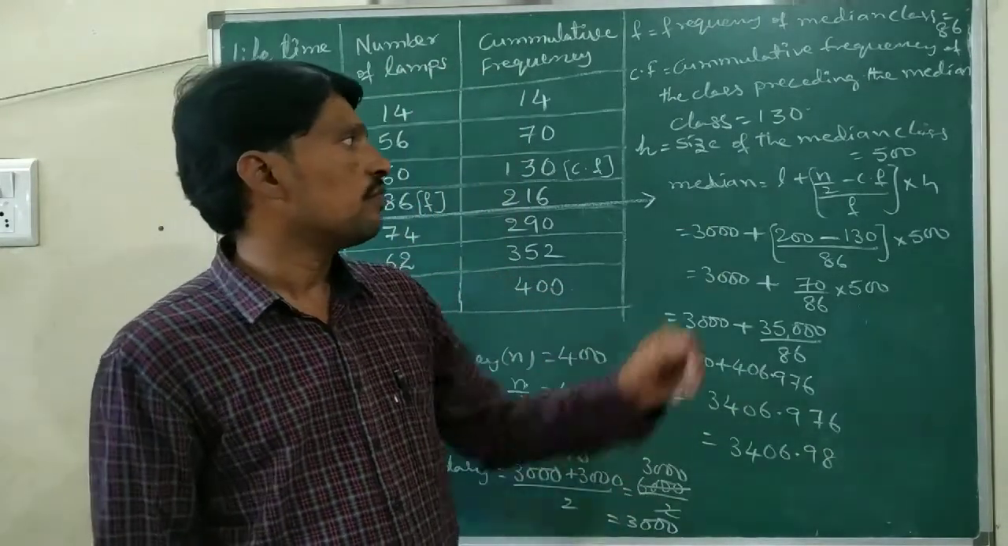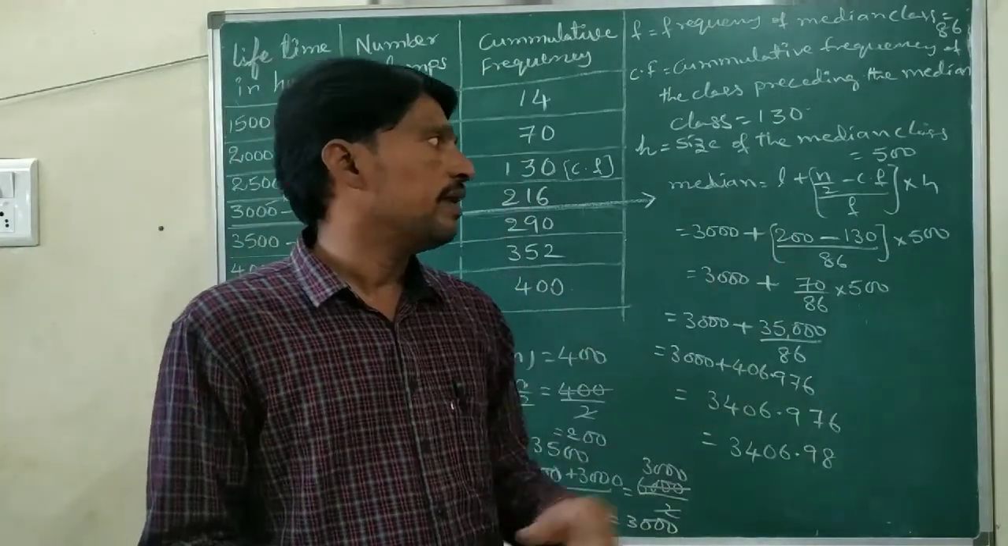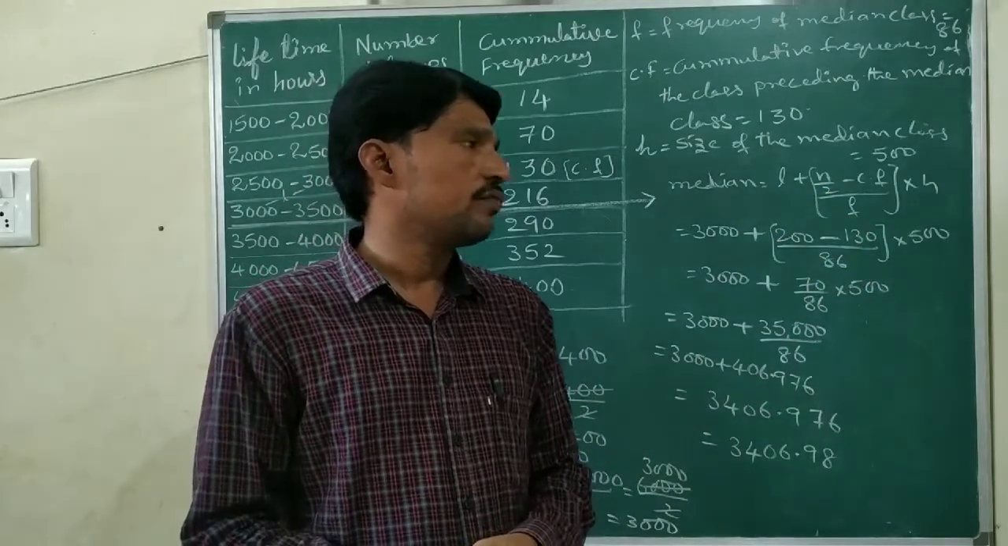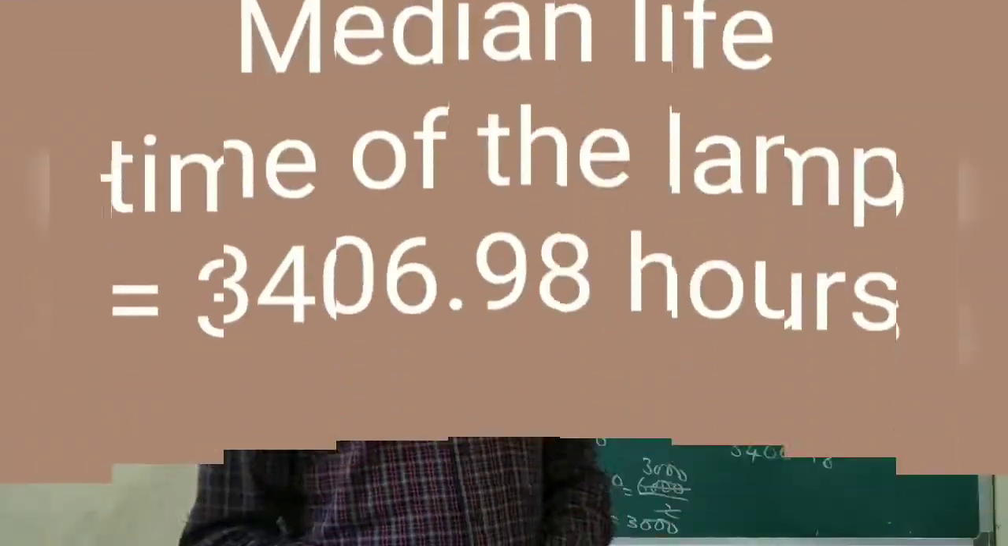So here we used the formula for median: L plus (N by 2 minus CF) by F into H is the formula.